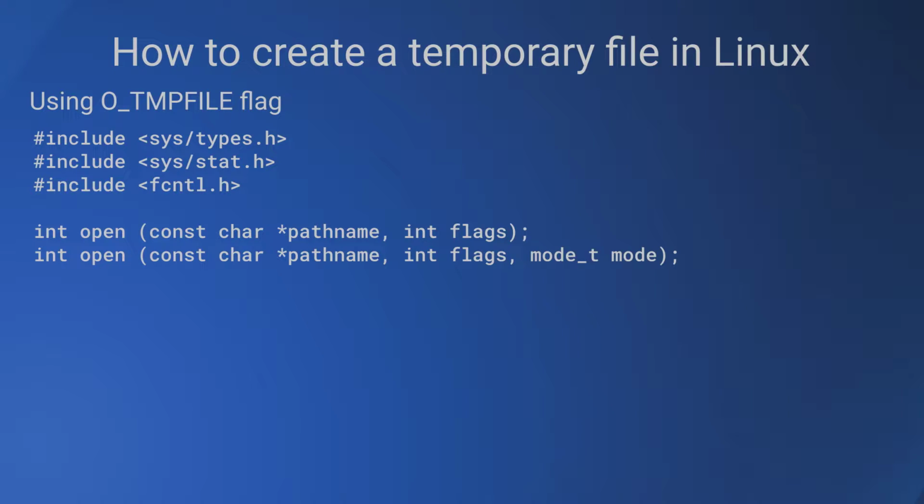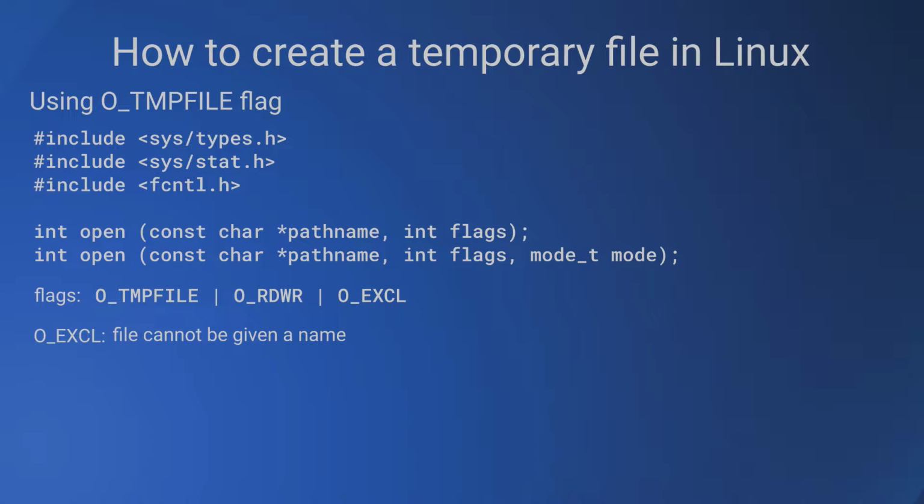There are two forms of the open system call. The first has two arguments and the second has one more argument. You can use either of them for creating a temporary file. The second argument is flags, and you need to specify the O_TMPFILE flag along with other flags to create a temporary file. The flags are O_TMPFILE or O_RDWR or O_EXCL. O_EXCL ensures that the file cannot be given a name. This is different from the normal meaning of the O_EXCL flag, but this is the way to ensure that this temporary file cannot be given a name in the file system.